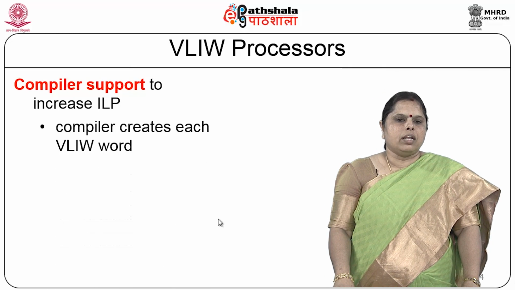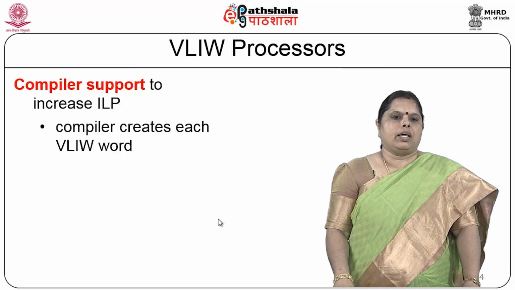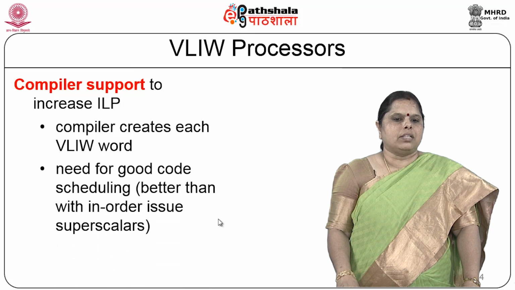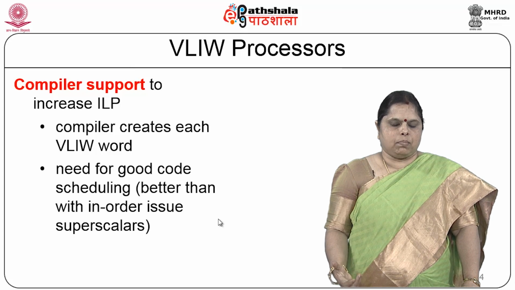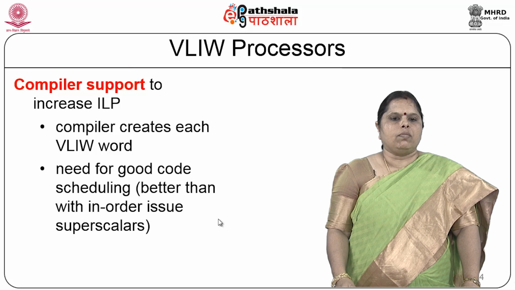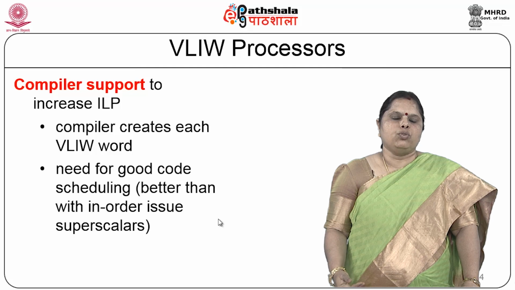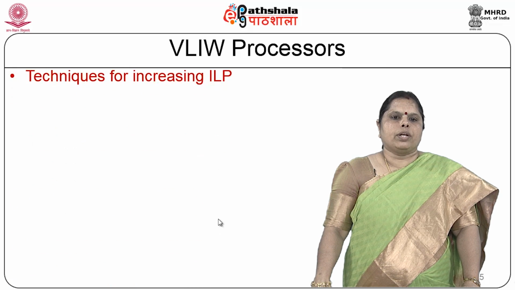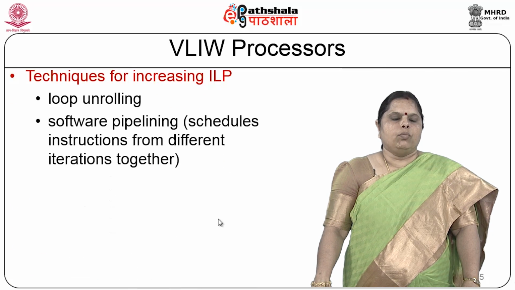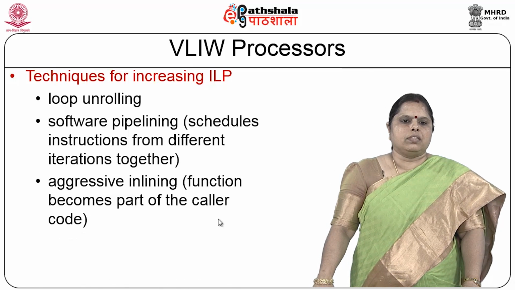In order to increase ILP, the compiler creates each VLIW word, which consists of a number of instructions put together as a packet, and you need to have good code scheduling, which is better than with the in-order issue superscalars, because the entire onus is on the compiler. The scheduling that the compiler does should be even better than what a compiler did in the case of in-order issue superscalars.